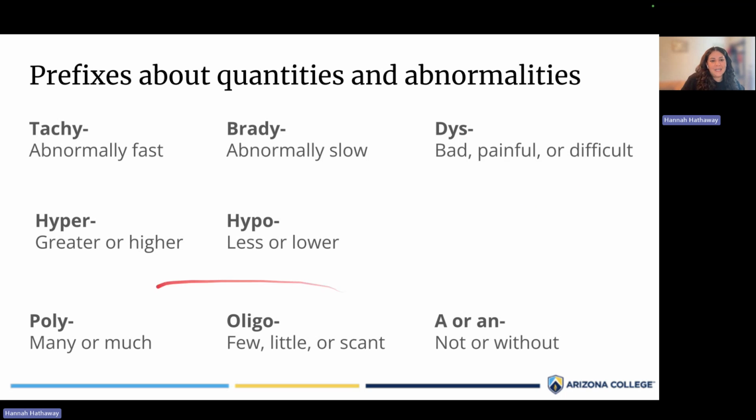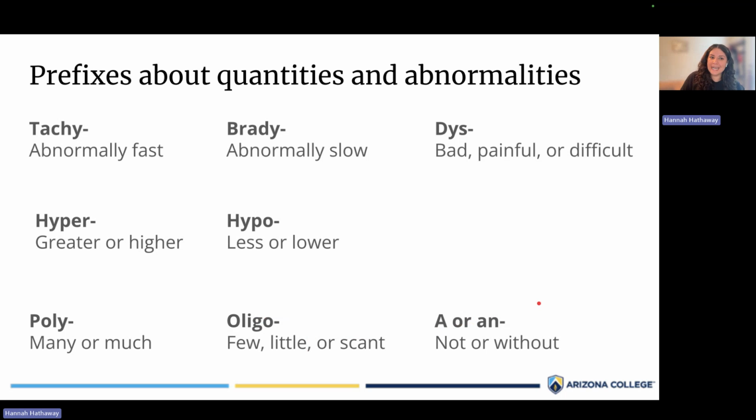And then the last set, poly means many or much, like a polymer. Oligo means few or little or scant. And then a or an, depending on what the next letter is, it'll sometimes be a or it might be an. That means not or without. So poly is a lot, oligo is a little, and then a or an is none at all.